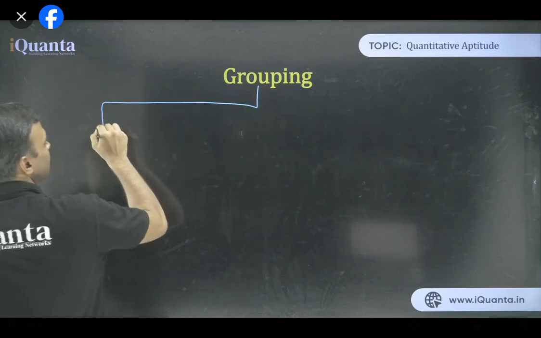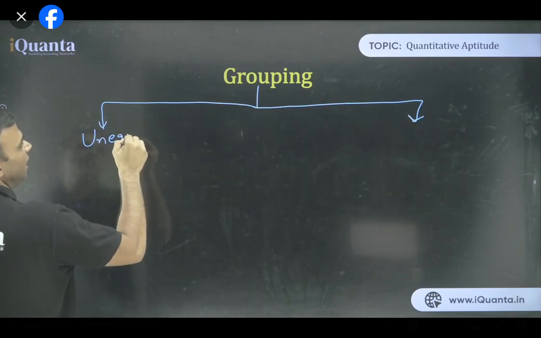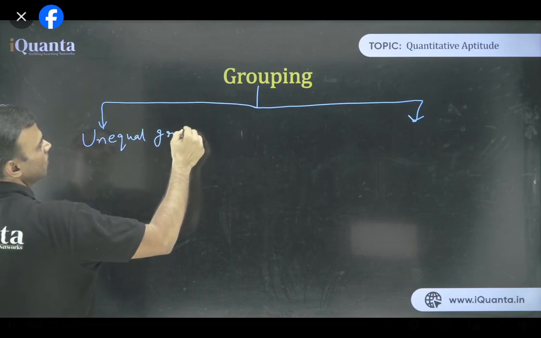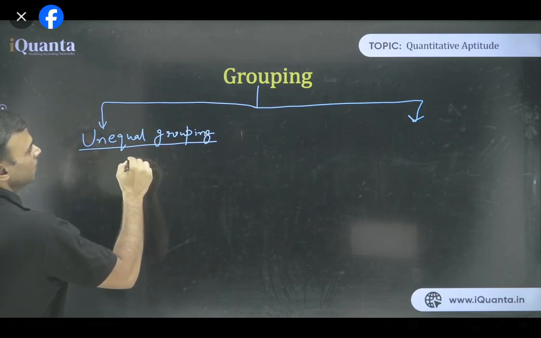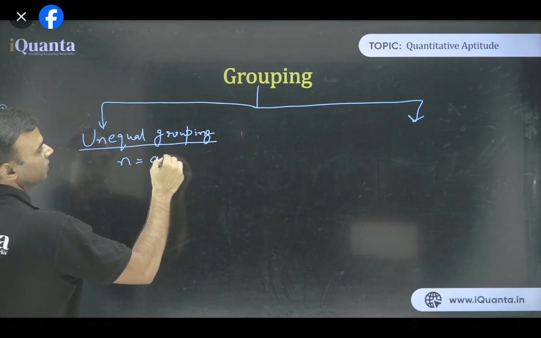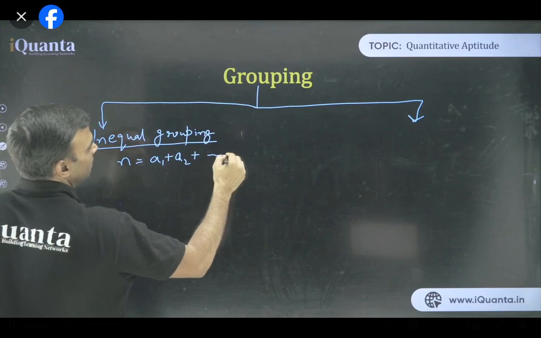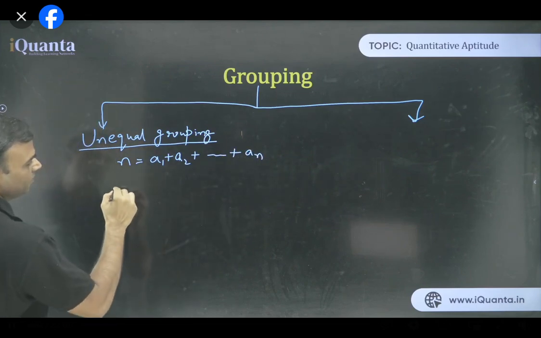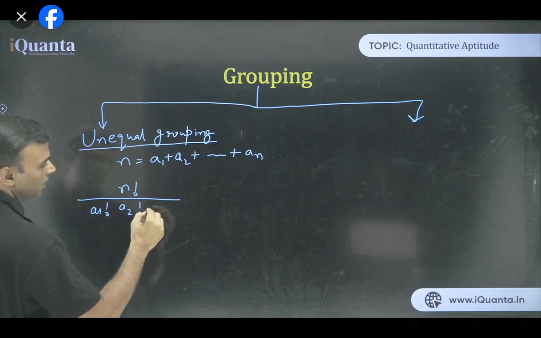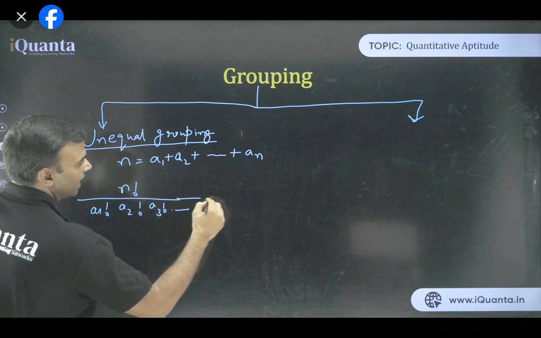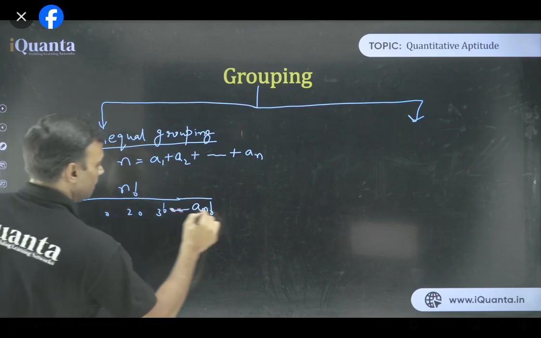There are 2 types of grouping that we need to learn. Unequal grouping. So just now what we did is unequal grouping. If I have n items to be divided into groups of A1, A2, up to An, the number of ways is simply n factorial divided by A1 factorial, A2 factorial, A3 factorial, up to An factorial. This is for unequal grouping. Please note it down carefully.